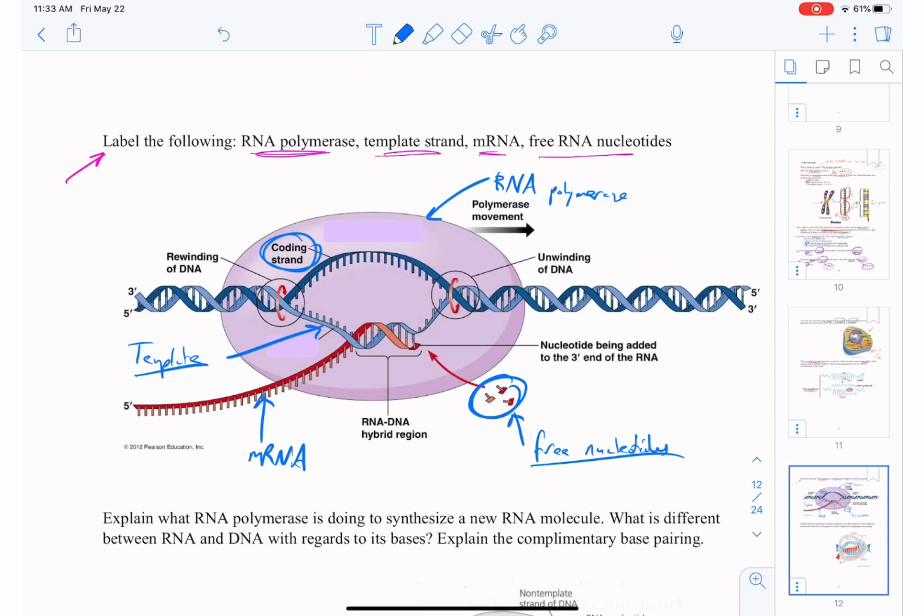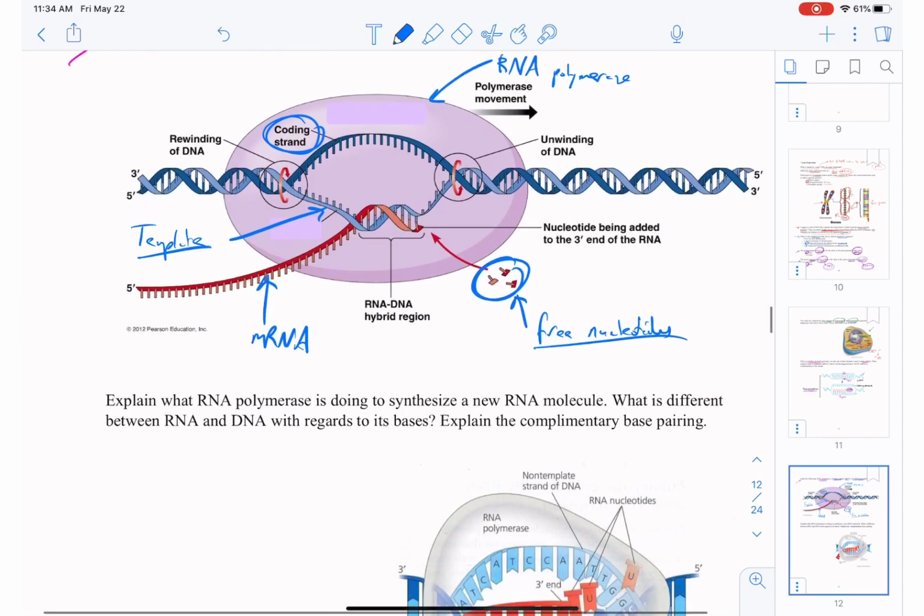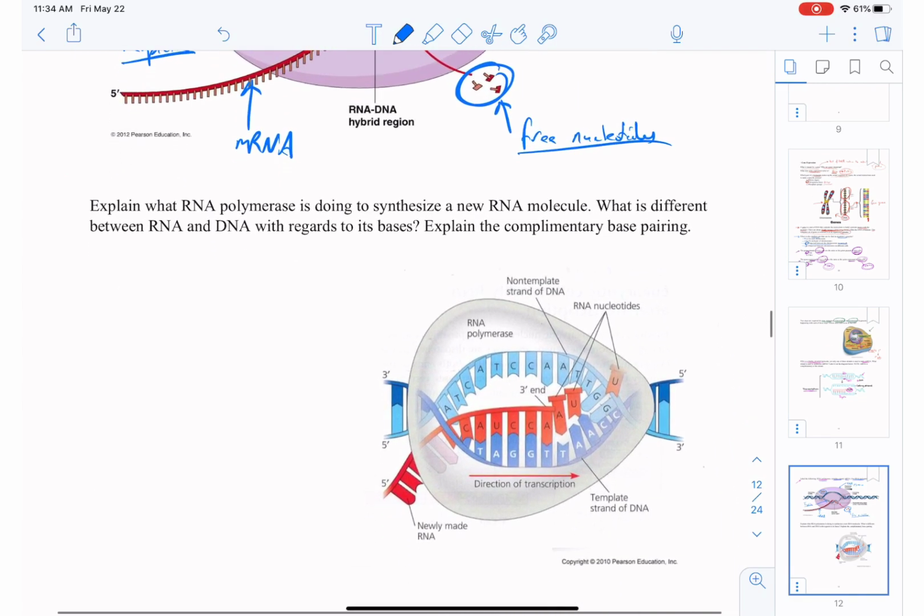So all of those things that we just labeled, RNA polymerase, the DNA template strand, mRNA, and free RNA nucleotides, these are all the components that are required for transcription to occur. And so let's get into a little more detail. And specifically, I want you guys to look at this figure. This is a similar figure from above. And I want you to tell me what RNA polymerase is specifically doing.